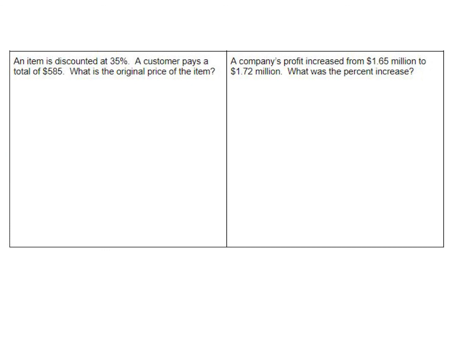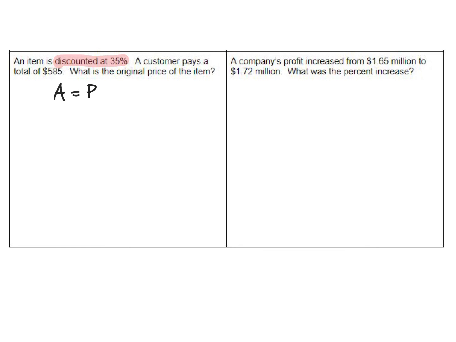All right, last two examples here, we're going to use the same idea of percent increase and decrease, but now we're going to solve for one of the other variables within our formula. So again, we're going to be using those same two formulas before based on whether it's percent increase or decrease. In this case, first example is discounted 30%. So an item's discounted, the customer pays a total of $585. What's the original price? So this is a percent decrease problem.